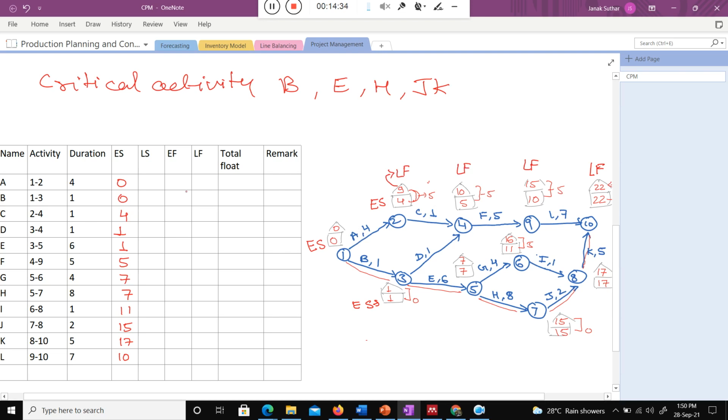Okay, so just tell me what is the late finish of activity A? What is the late finish? Late finish means when your activity will be finished. 9. Okay, 0 means we cannot complete in 0. Okay, 9.